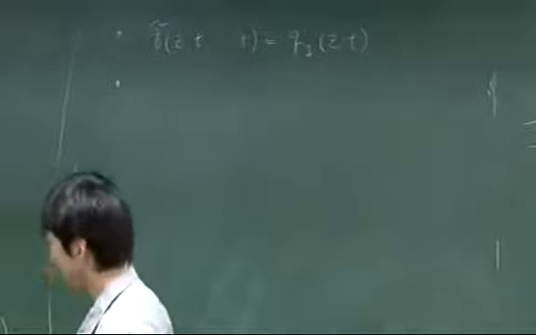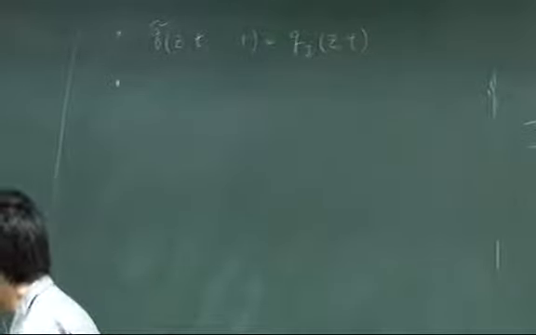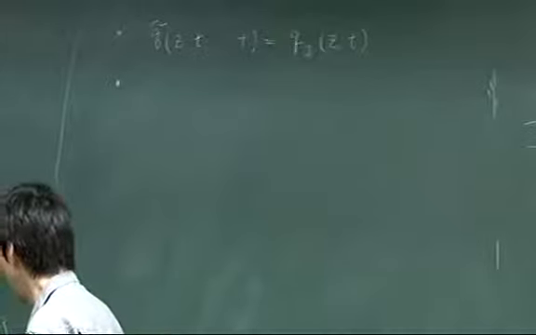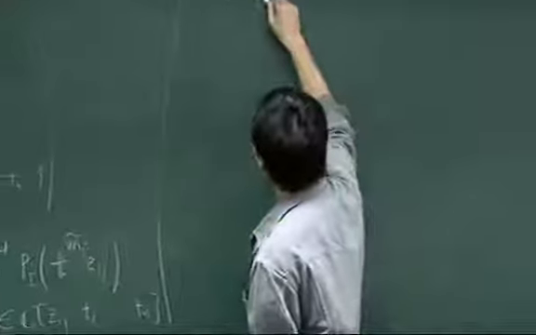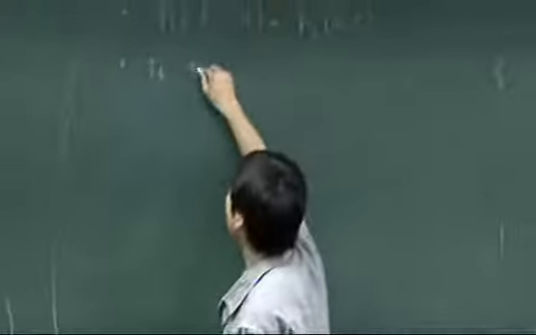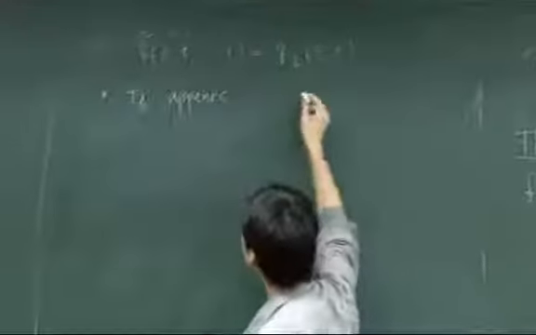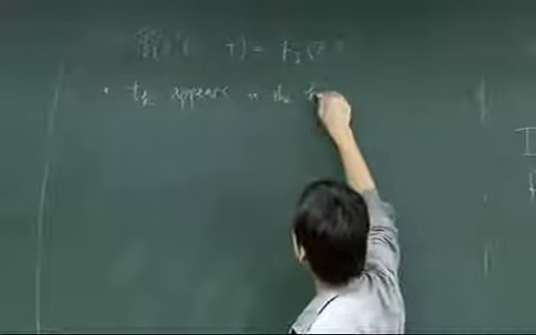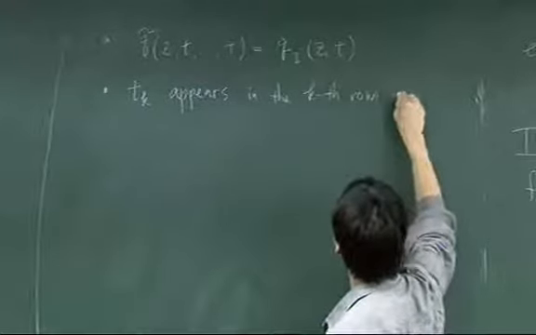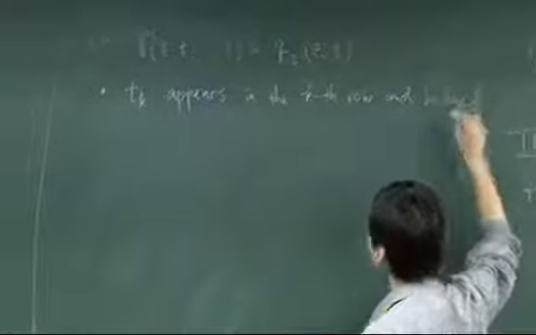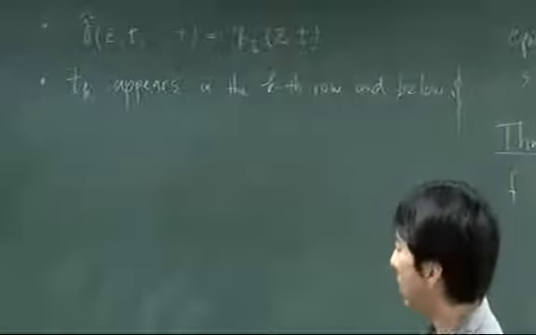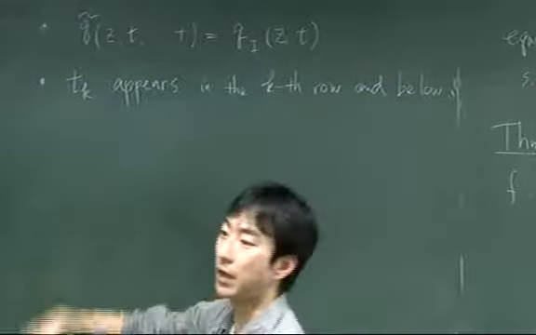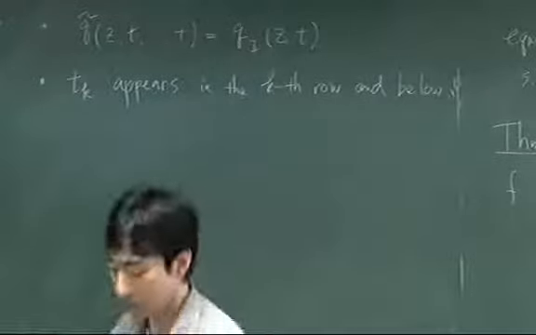And the second one is, this is again a polynomial in t variables. And maybe the most important one is the parameter tk appears in the kth row and below, and does not appear above the kth row. So these three are the only requirements for this weight.